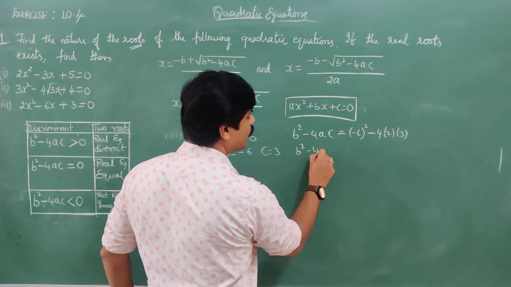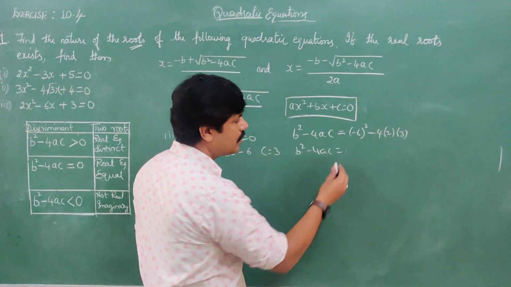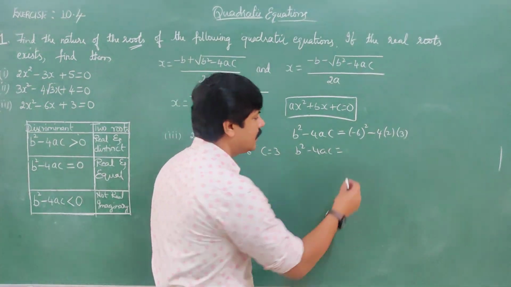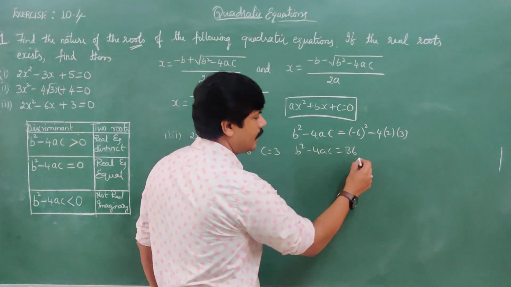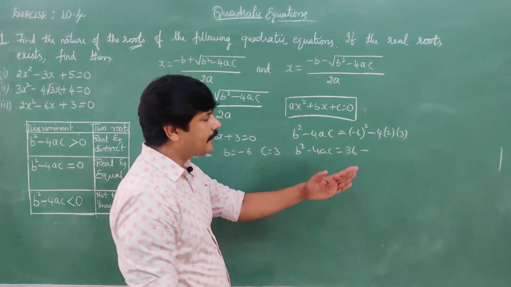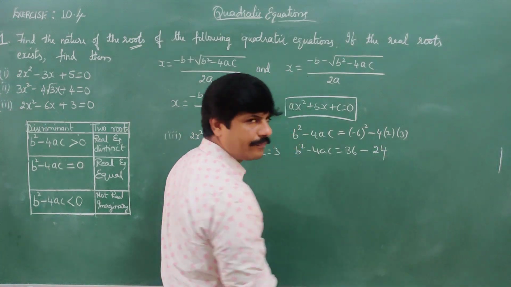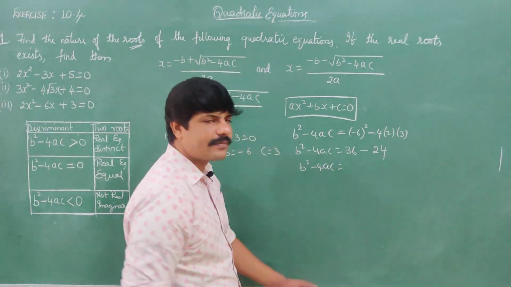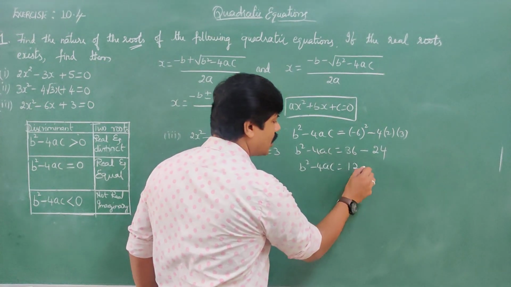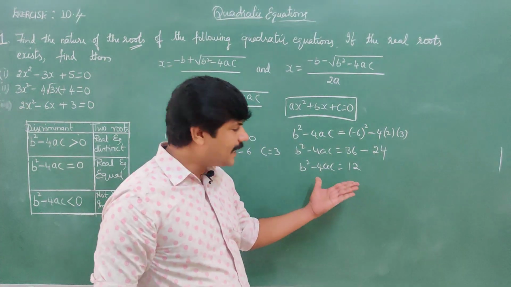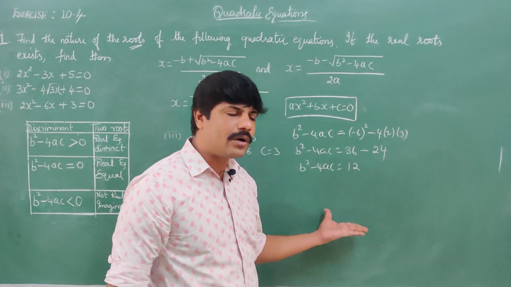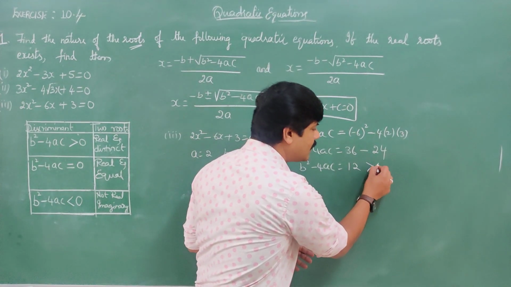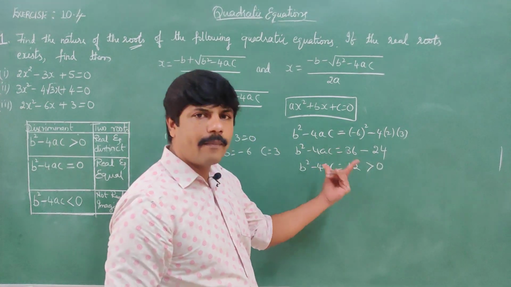So b square minus 4ac is equal to minus into minus plus, 6 into 6, 36, minus 4, 2 times 3, 8, 8 times 3 is 24. Understand? Now b square minus 4ac is equal to 36 minus 24, which is 12. You got 12. Understand? What is this 12? Whether it is equal to 0 or more than 0, this 12 is nothing but more than 0. 12 is more than 0.